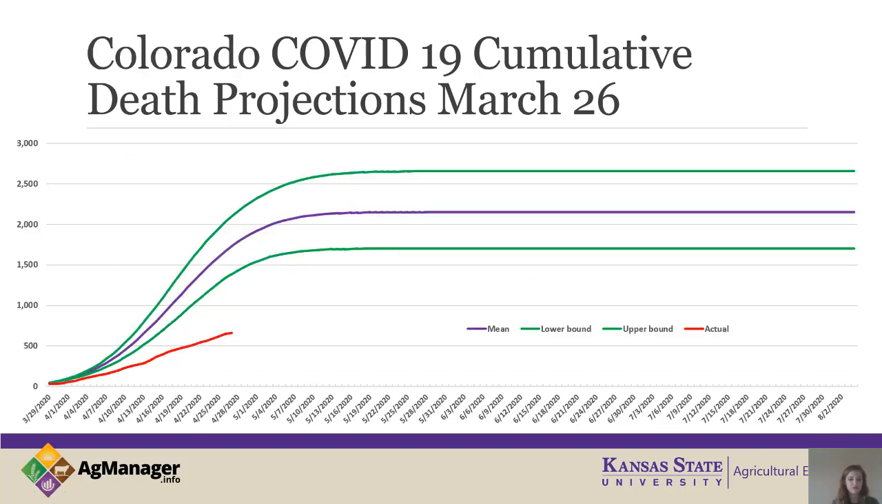Colorado, similar to daily deaths, cumulative deaths are tracking below the mean, and we are well outside of the lower bound expected on March 26th at this point. And so the model has really over forecasted what was going to happen in Colorado, and we're really seeing now the reduction in actual deaths versus what was expected just about a month ago.